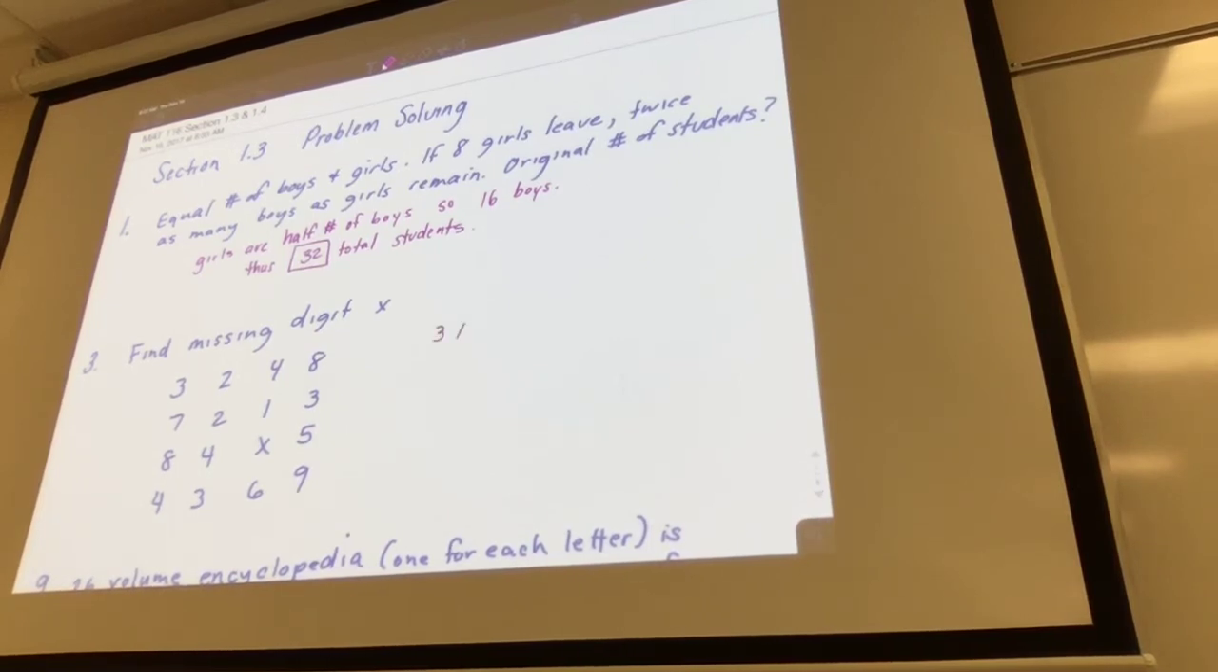So we'll say 3 times 8, I'll circle this, equals 24. 7 times 3 equals 21. We saw 8 times 5 equals 40. And then we have 4 times 9 is 36. And so this was what we were looking for. So x is equal to 0.